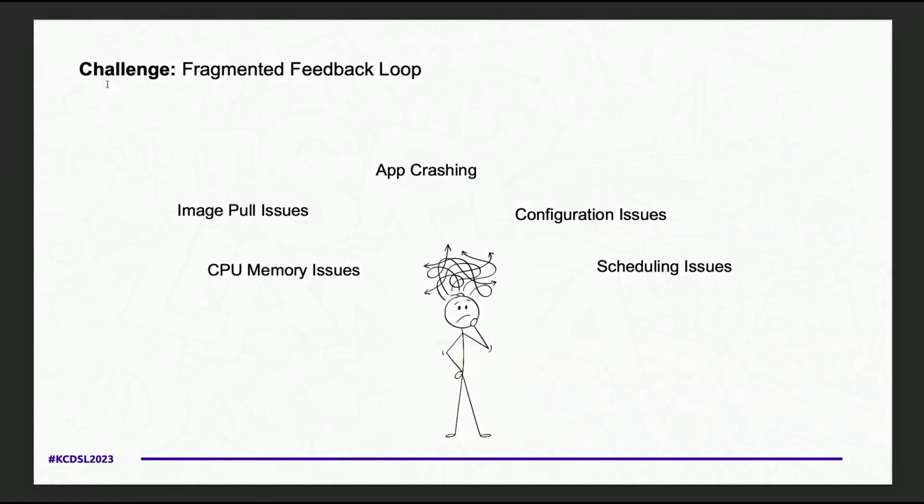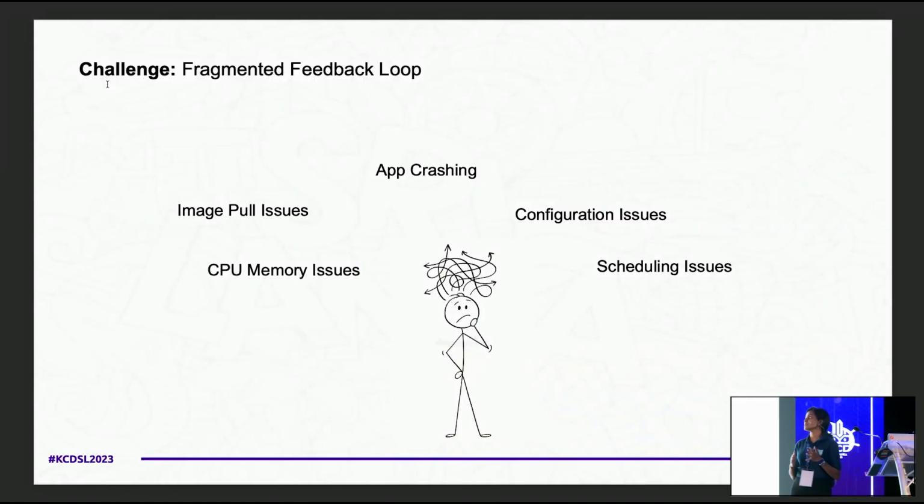Then the next challenge we had was the fragmented feedback loop. Sometimes your app is crashing, or there are configuration issues, scheduling issues, image pull issues, CPU and memory issues. There are so many issues. Sometimes your application is not even deploying into your cluster. When it comes to new developers, they don't know what to look at, what to do next, right?